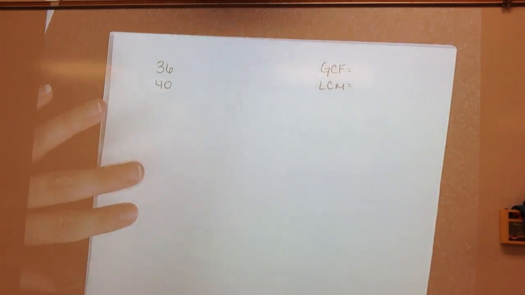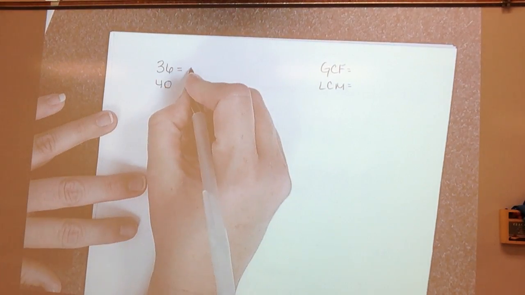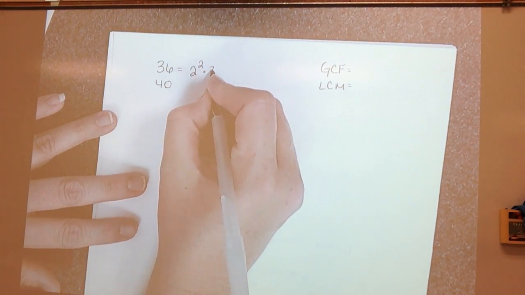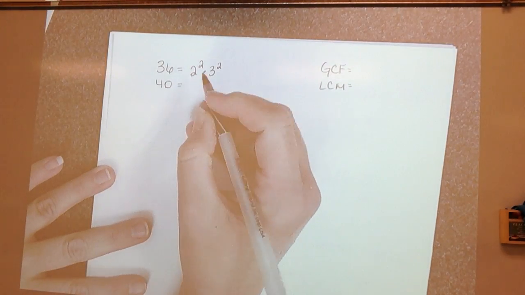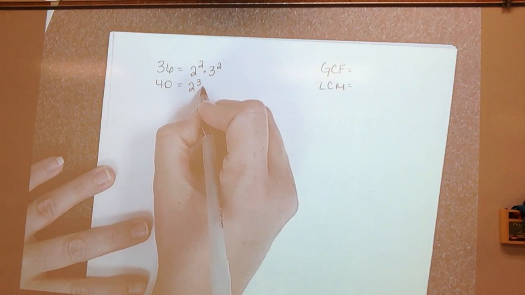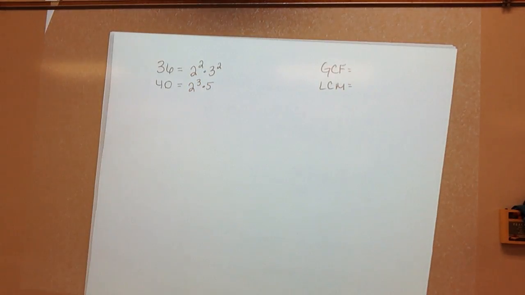So let's say that they give us the prime factorization of 36. They say the prime factorization of 36 is 2 squared times 3 squared. And let's say they give us the prime factorization of 40, which is 2 cubed times 5. I can use this to find GCF and LCM.